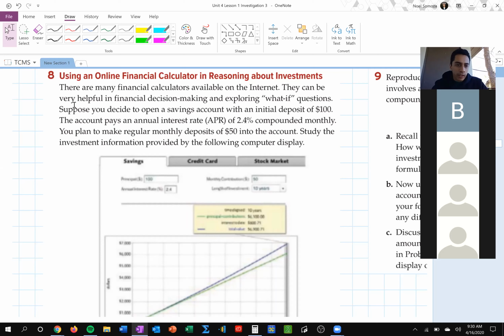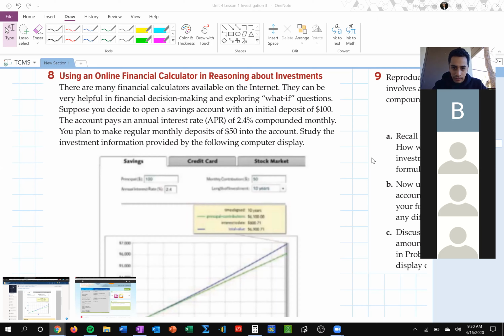All right, so the what if question is, suppose you decide to open a savings account with an initial deposit of 100. So our I value is 100. The account pays an annual interest rate of 2.4% compounded monthly. You plan to make regular monthly payments of $50 into the account. So 2.4% monthly, $50 every month. Let's go back and see if we can utilize this.